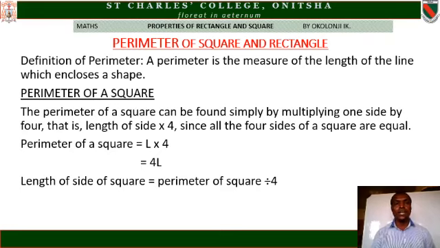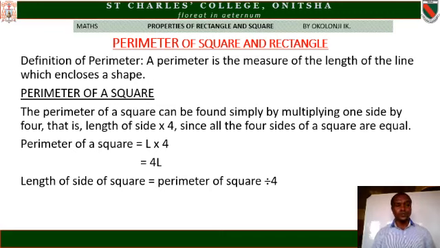First of all, let's define what a perimeter is. A perimeter is a measure of the length of the line which encloses a shape. What do you understand by that? For you to find a perimeter of any shape, first of all, you measure the lines. After measuring the lines, you add them together. It will give you the perimeter of that shape.